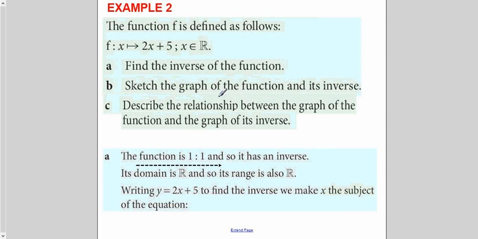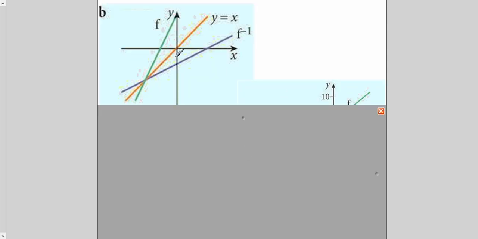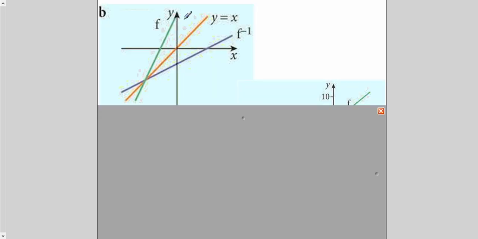Now, this example is exactly the same as what we have done, only the numbers are changed. What I want to show you here is why I am emphasizing that your line y equals x should be exactly in the center at 45 degrees. Otherwise, what difference will it make? So look at this graph. This is the graph of the equation y equals 2x plus 5 and its inverse function, right? This is your function line and this is your inverse function line.